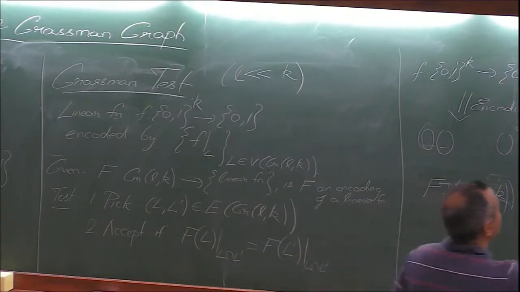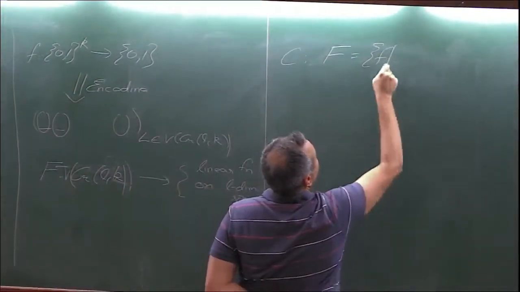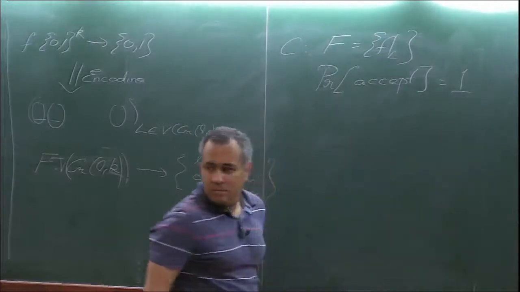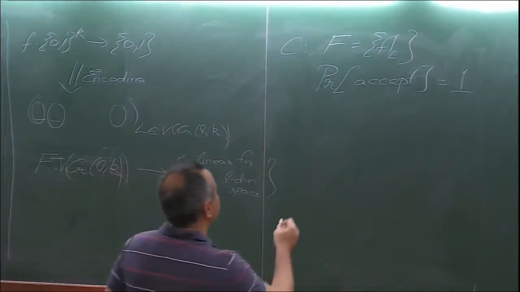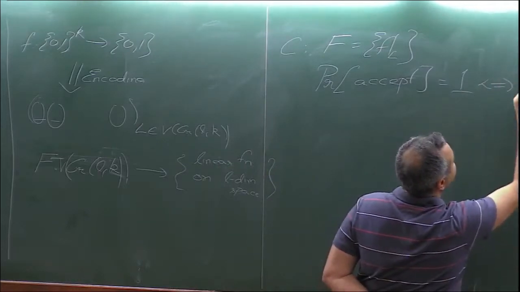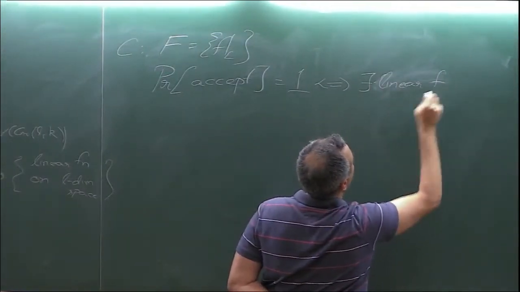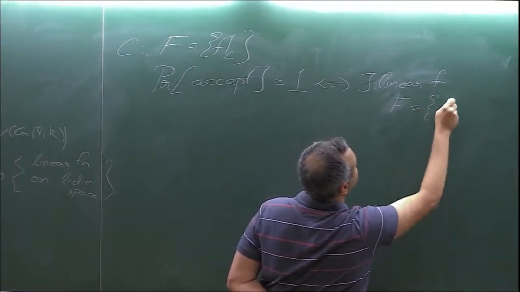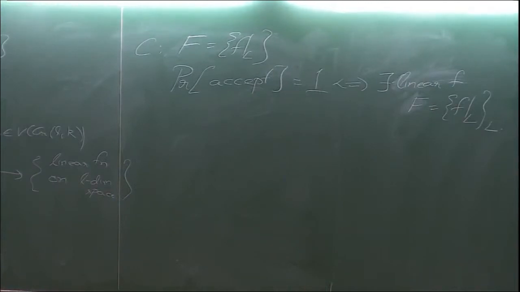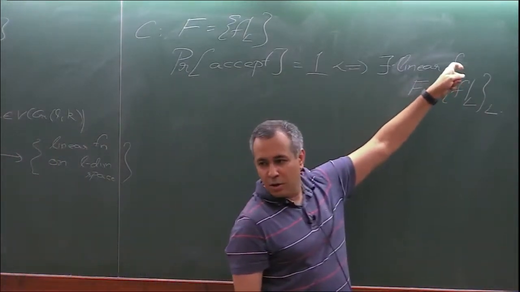So let's look at some of this. One thing that should be easy to see is, if F is actually F restricted to L, then the probability of accept is exactly one for the test. It certainly has perfect completeness. And in fact, the other way is also true. That is, if the probability of accept is one, then there exists a linear F such that F is its restriction. That is also easy to see, because you just walk through: you know it on one particular L-dimensional subspace, you know it on the next L-dimensional subspace, and there are no inconsistencies. Therefore, you can sew them all together to get a single global linear function.